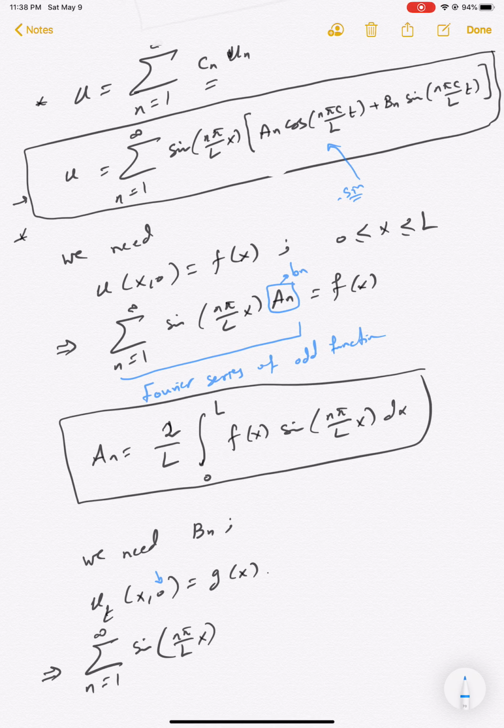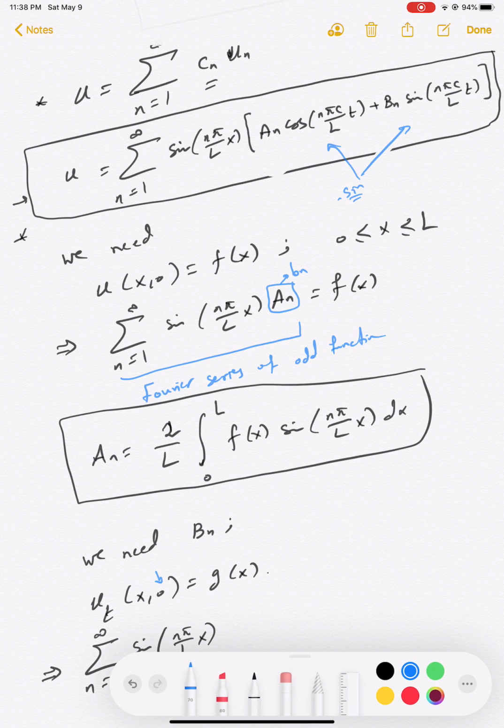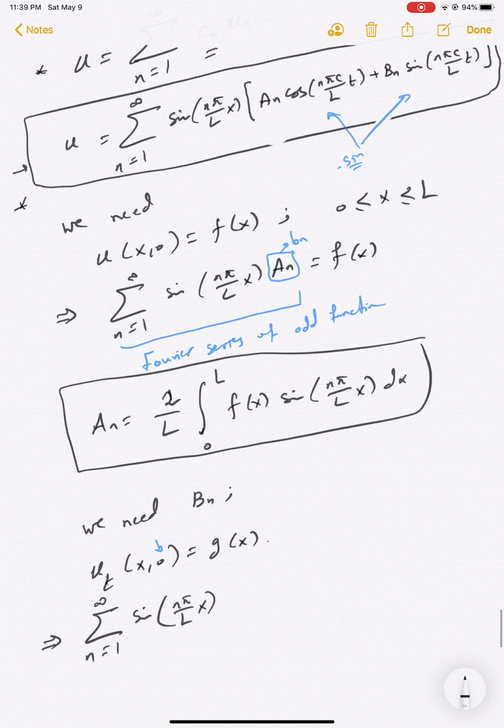But the other term, when you differentiate the sine, it gives you cosine, and when you substitute into the cosine, it's not 0, it's 1. So basically that term gives you Bn cosine of the angle. When you substitute 0, you get 1 times the derivative of the angle, which is n pi c over L, right? This is exactly what you get, and all of this has to be equal to g of x.